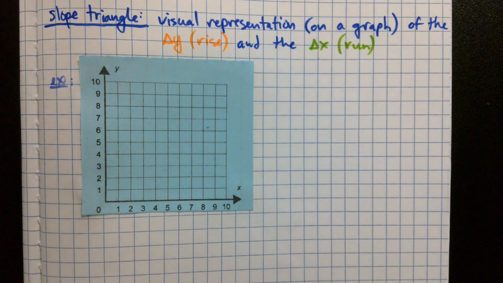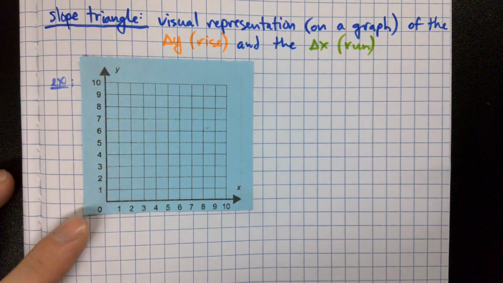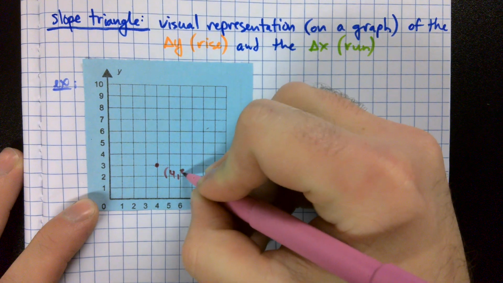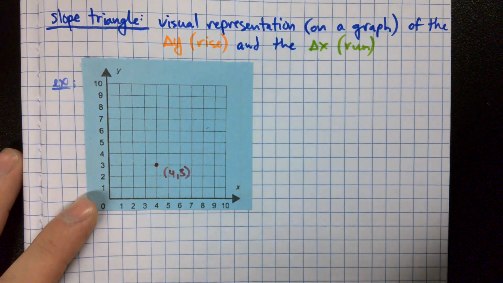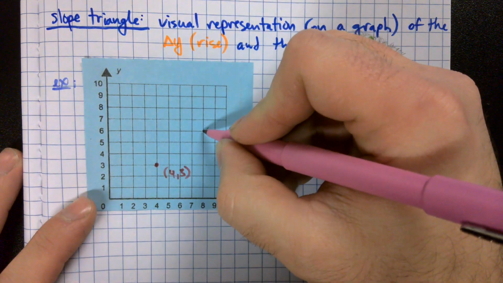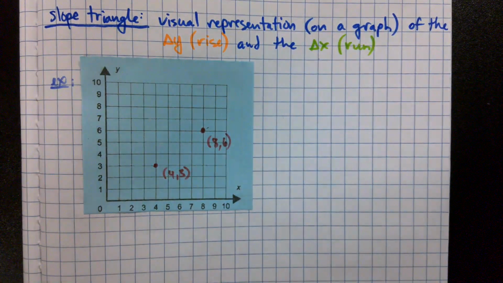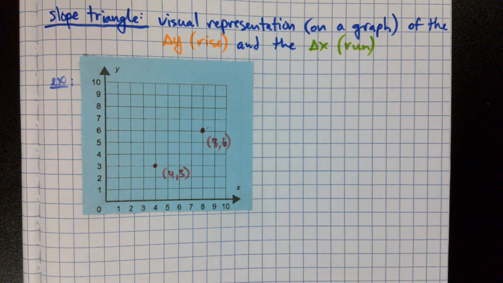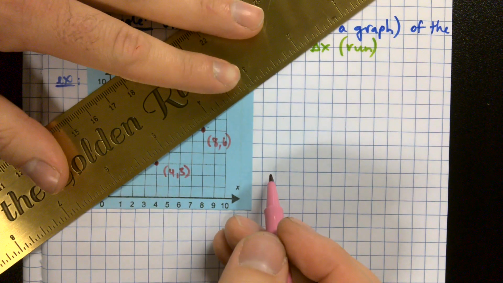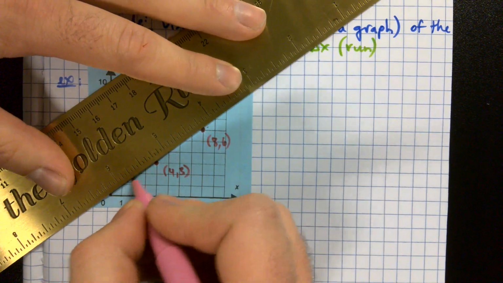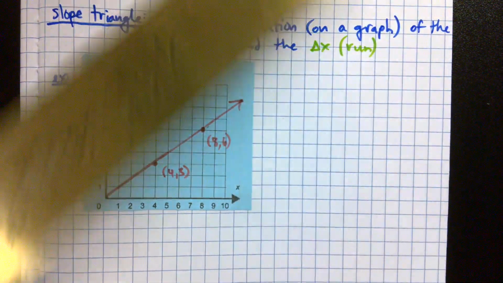All right, we're going to plot 2 points here. The first point's going to be at 4, 3. Second point's going to be at 8, 6. You're going to take your ruler and connect these 2 points together, making sure that you go through your origin as well. Just like that.